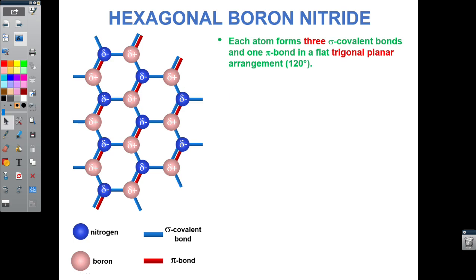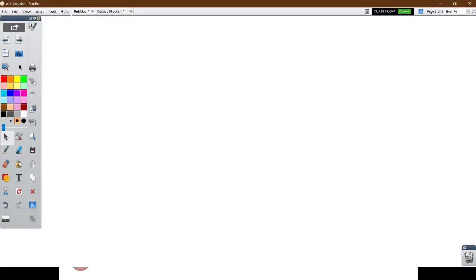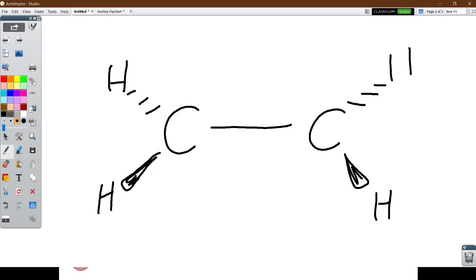Now it might be worth pausing a second at this stage to remind ourselves of how a pi bond works. So if we go back to our year 12 knowledge of pi bonds, the simplest compound containing a pi bond would be ethene. Ethene is C2H4, so we're going to draw a carbon bonded to another carbon, and then we would have hydrogen here, and a hydrogen going back here, a hydrogen over here, and a hydrogen going backwards here. So all the bonds I've shown so far would be referred to as sigma covalent bonds.